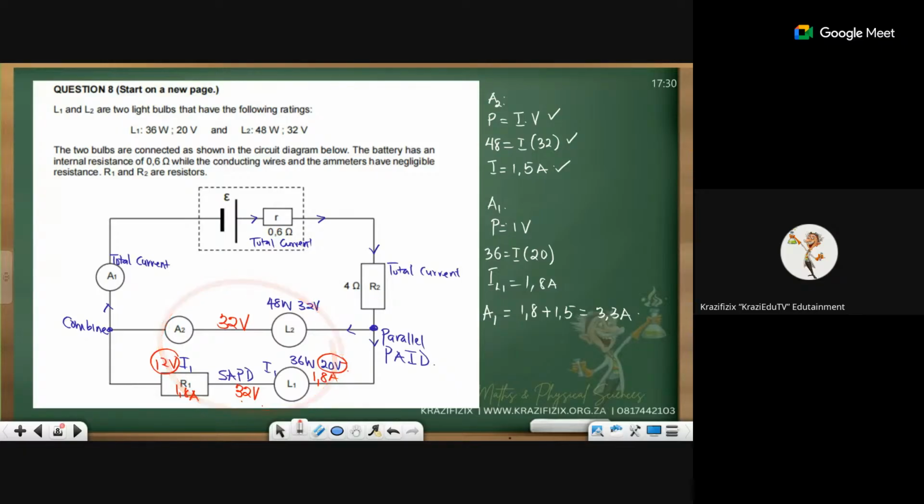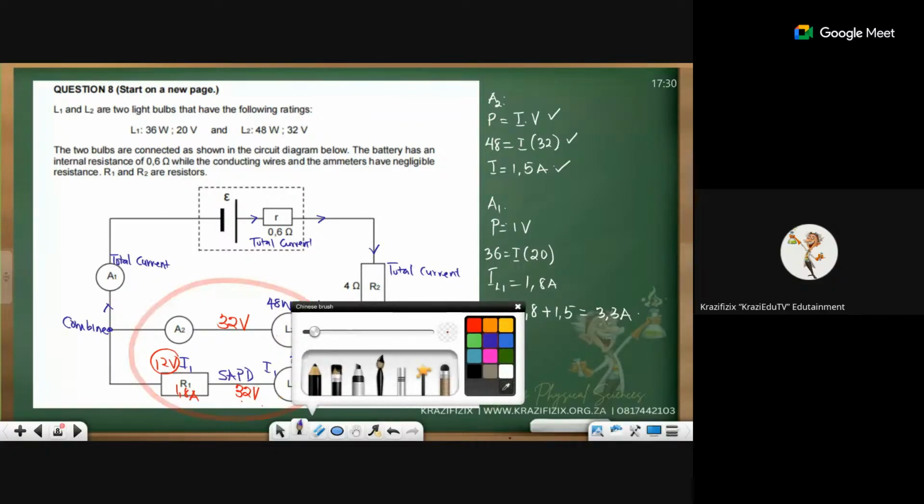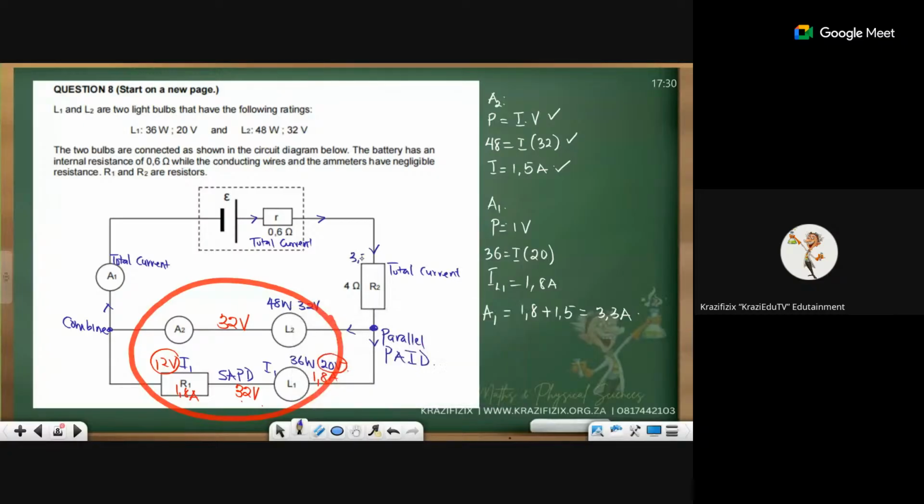I'll have to first get the resistance here. It's too long. So the voltage here is 32. But remember, what is my total current again? 3.3. That 3.3 passes through here. So can we get the total voltage there? It's always V equals IR per resistor. So let's get the V.